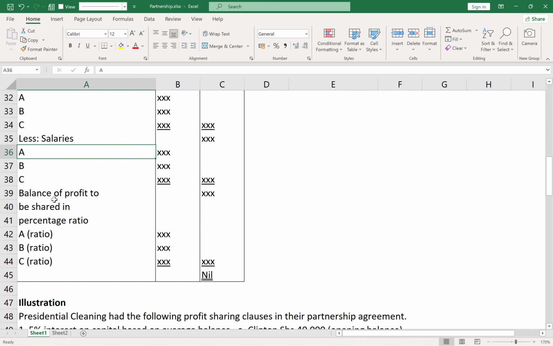After that, we are going to get the balance of profit to be shared in percentage ratio. So this is the ratio of their contribution to the partnership. You have to multiply the profit with their ratios, so that at the end you get a nil balance. So this is the format of appropriations.